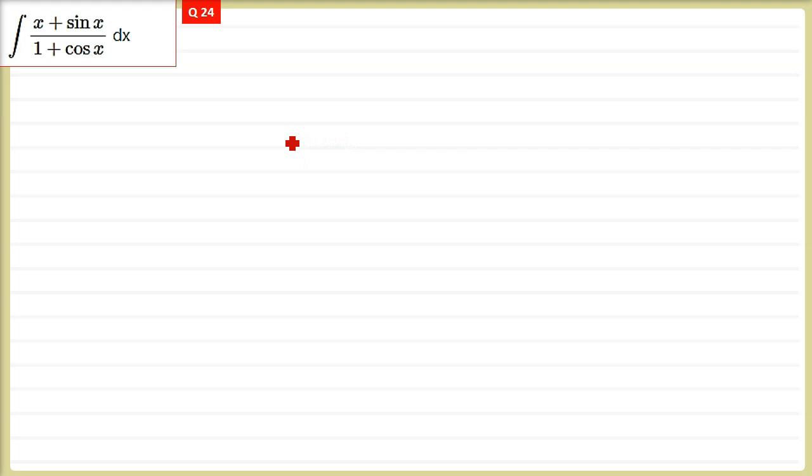x plus sin x divided by 1 plus cos x. So do you find anything which can be done? We know that 1 plus cos x can be written in some way. So this is x divided by 1 plus cos x plus sin x divided by 1 plus cos x. And then for 1 plus cos x and 1 minus cos x, we have the direct result.